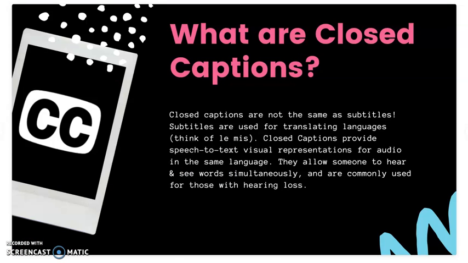So what are closed captions? Closed captions are actually not the same as subtitles. Subtitles are used for translating languages, so think of Les Mis, and closed captions provide speech-to-text visual representations for audio in the same language. So this allows someone to hear and see words simultaneously and are commonly used for those with hearing loss.